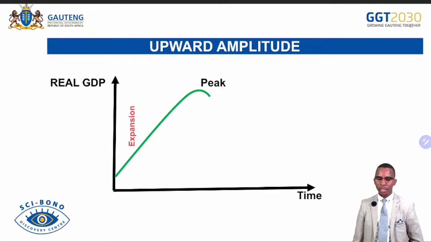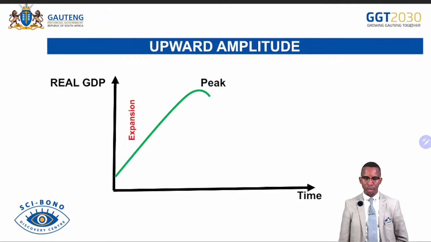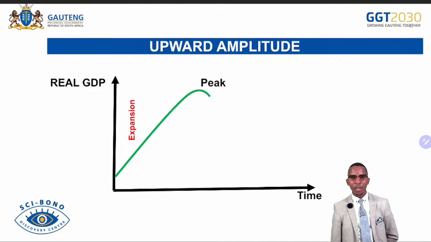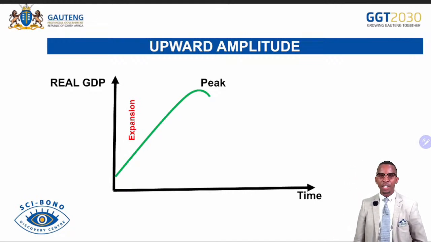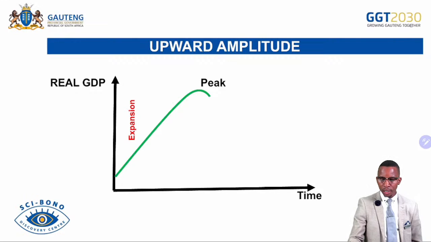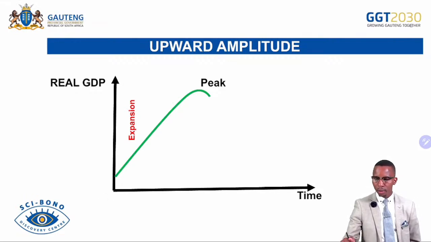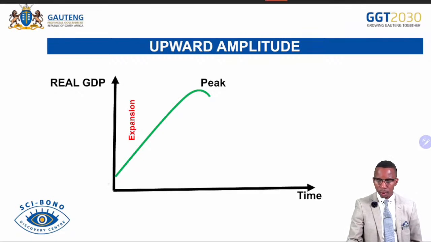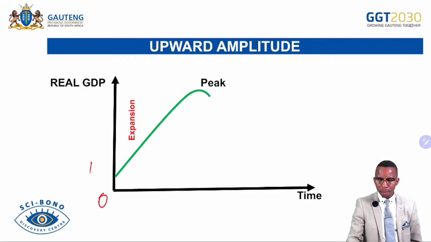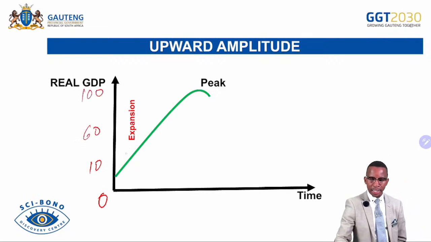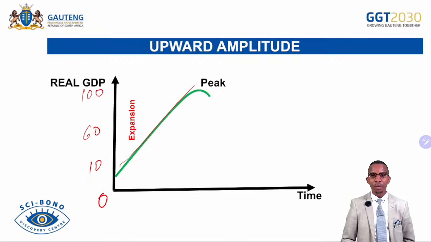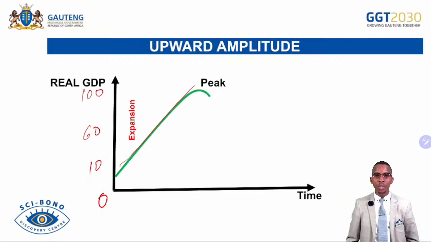So our amplitude is indicated by expansion. You can see there's expansion. So this kind of amplitude is preferred because it indicates the strength of the economy, because in this case it's zero and then economic variables are increasing. Might be zero here and then maybe 10 billion, 60 billion, 100 billion. So economic variables in this case are increasing along this amplitude. So it's an expansion period. It's good for the economy.